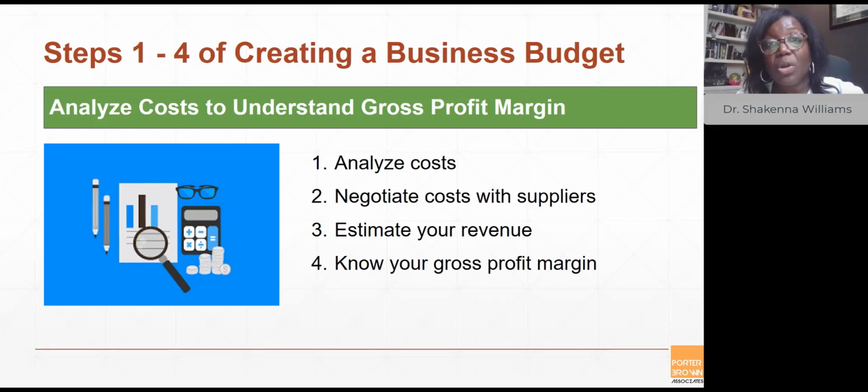Now, four, know your gross profit margin. The gross profit margin is the cash you have left once your business has dealt with all expenses at the end of the year. So again, the gross profit margin is the cash you are left with after all your expenses are paid. It gives you an insight into the financial health of your business.